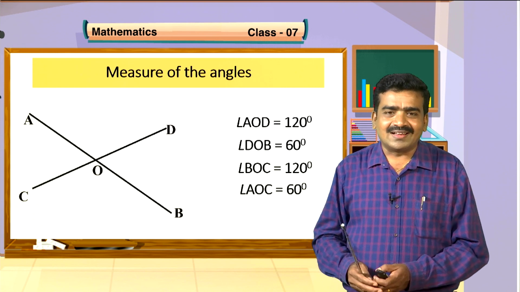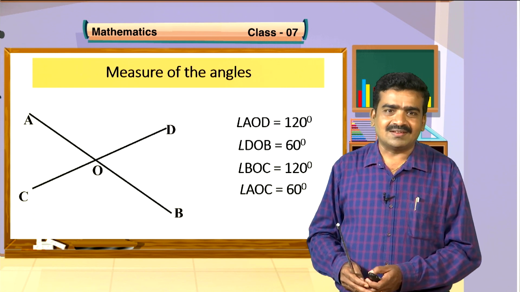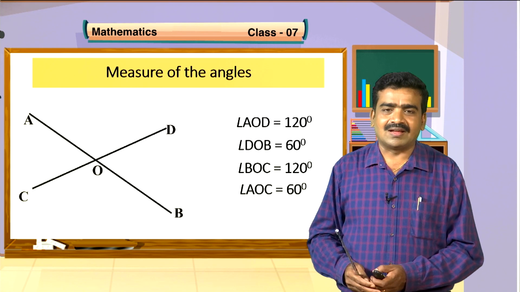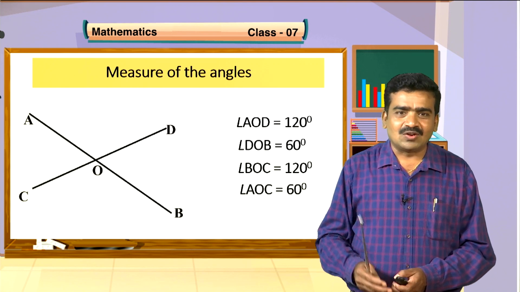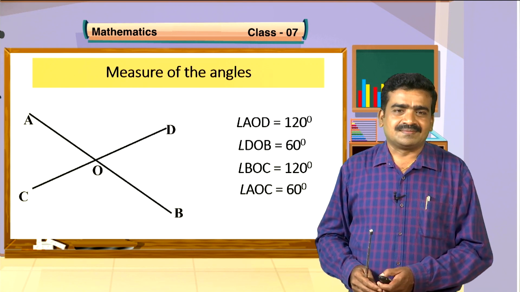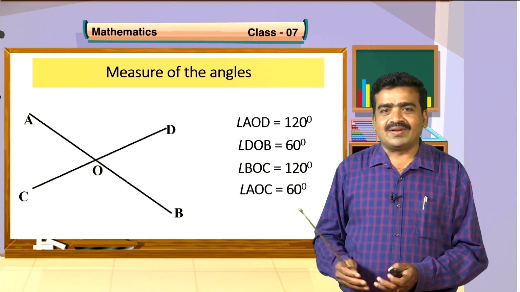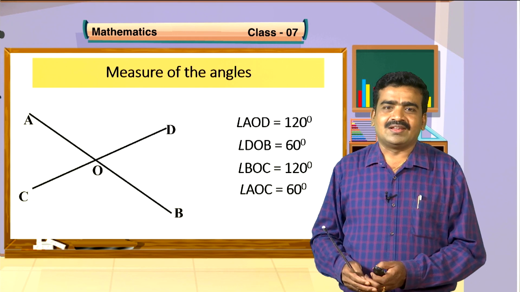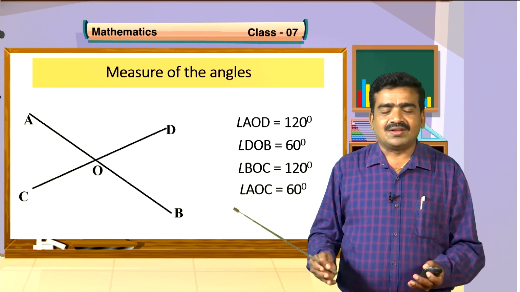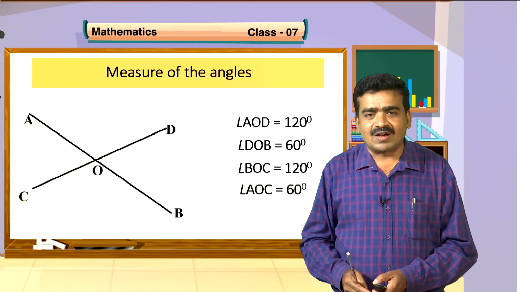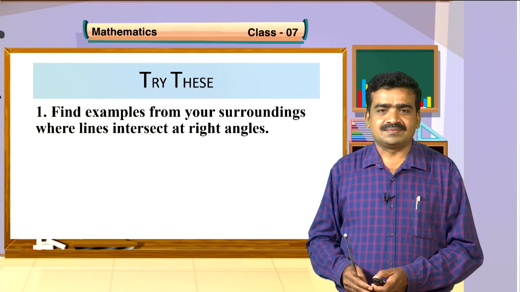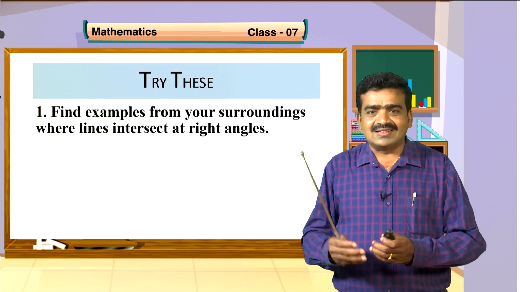Are you writing all these things in your classwork? Yes, my dear, please take down all these things and write in your notes. You can try by drawing intersecting lines, and with the help of a protractor, you can measure the angle formed by the intersecting lines. Try this, my dear student.